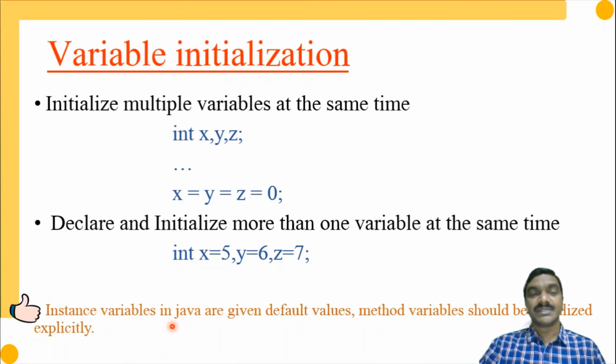Then instance variables in Java are given default values, and method variables should be initialized explicitly. I think you do not know what this sentence means. Instance variables we will be discussing in the next lecture. There you can understand instance variables. So in Java, instance variables will be given some default values. If you don't initialize an instance variable, Java automatically gives some default values. We'll see in the next class.